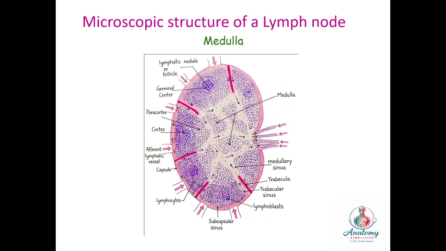What can we see in the medulla? The medulla is made up of medullary sinuses and medullary cords. Now, what are these medullary cords? The medullary cords are made up of lymphocytes, clusters of lymphocytes arranged in the form of cords. But here the cells are loosely packed, so it appears a little bit faintly stained.